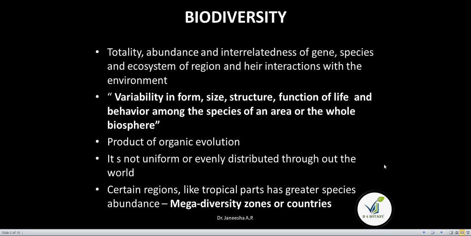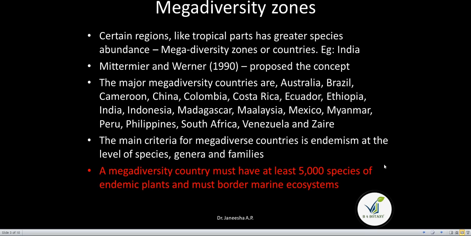In certain regions, like tropical parts, there is greater species abundance. They are called megadiversity zones or megadiversity countries. I said megadiversity zones. The term was proposed by Mittermeier and Werner in 1990.